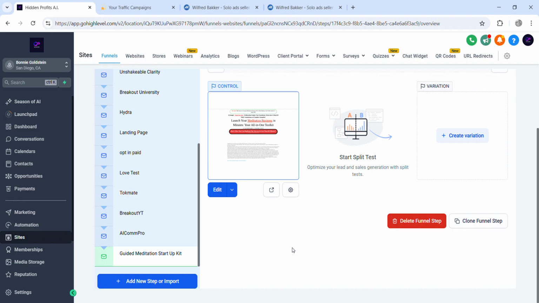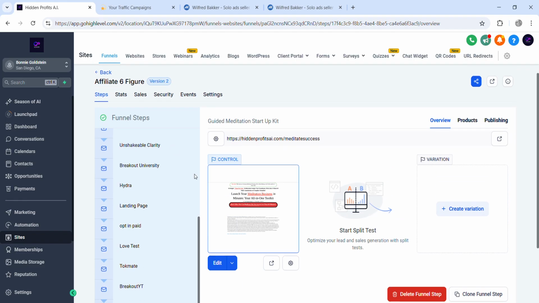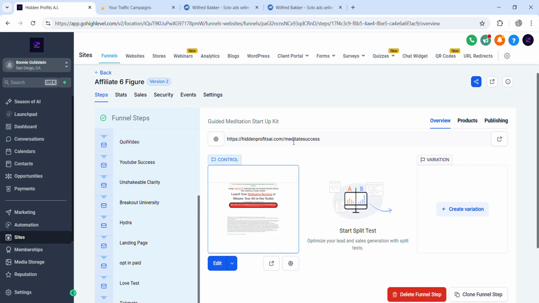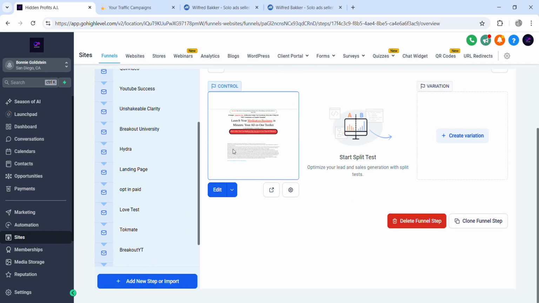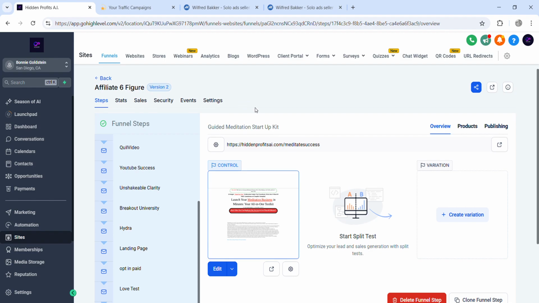how easy it is, right? This is, again, the MOF system, multi-offer funnel system. And I've been working on this one for probably about 20 minutes this morning. This was a new offer that I just came across over on Warrior Plus.